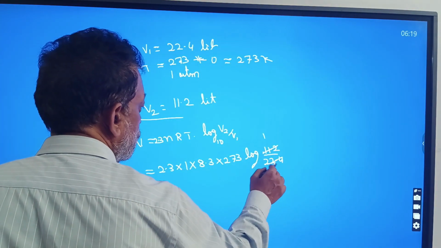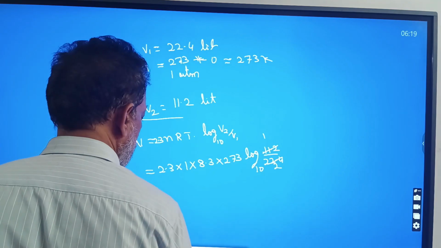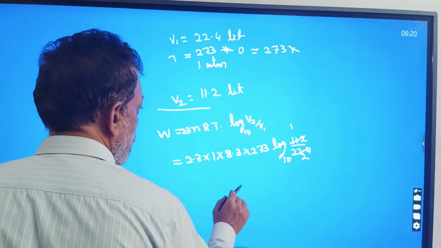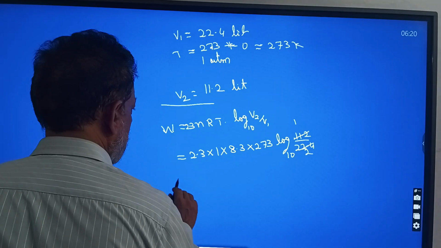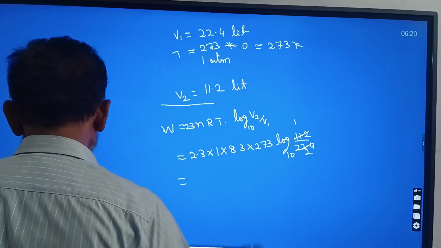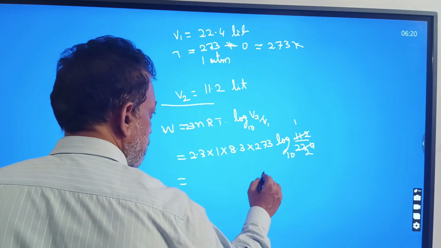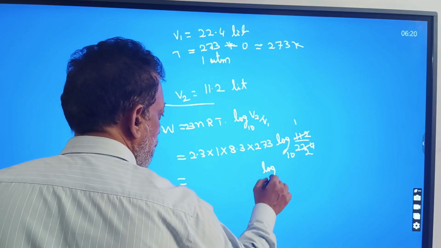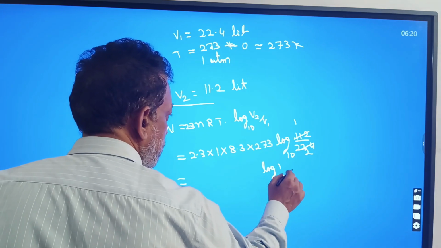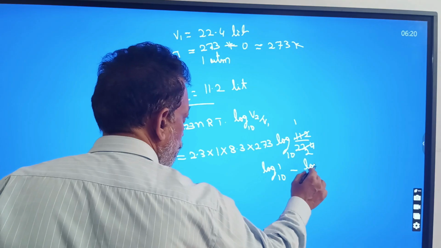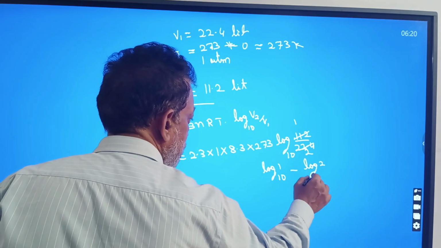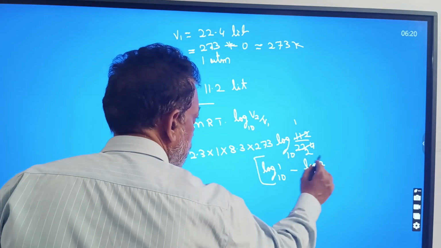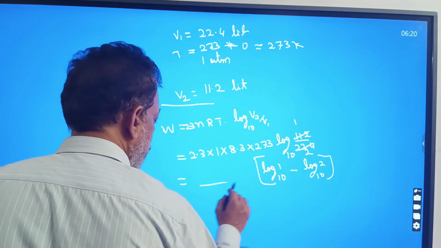This is log to the base 10. So 1 by 2, so log 1 by 2, you have to find it first. Everything is fine. So in the case of log 1 by 2, it is log 1 to the base 10 minus log 2 to the base 10. The remaining you can get the value of this one.